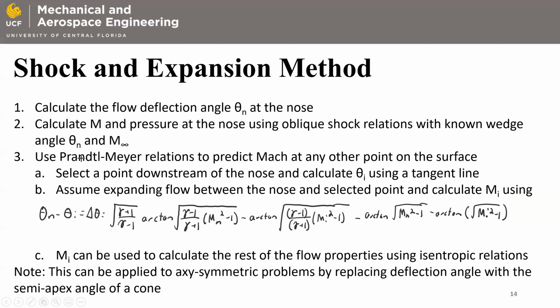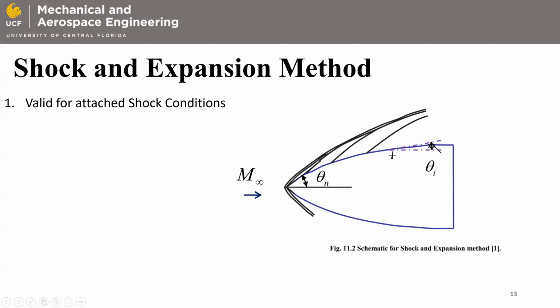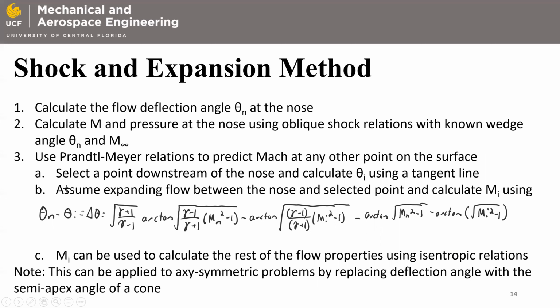And then from there, you can use the Prandtl-Meyer relations to predict the Mach number at any other point on the surface. You do that by selecting a point downstream of the nose and calculating theta I using a tangent line. So right here, they drew this tangent line at I and calculated theta I. And then you can assume expanding flow between the nose and that selected point. From there, you get the Prandtl-Meyer relation for each theta, and then subtract them to solve this equation here for M I.